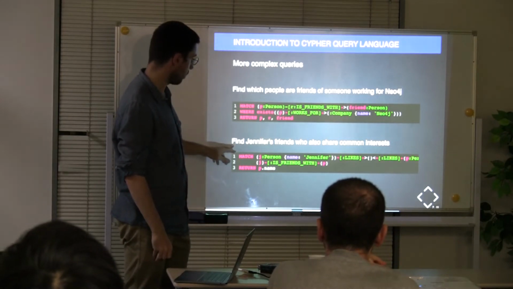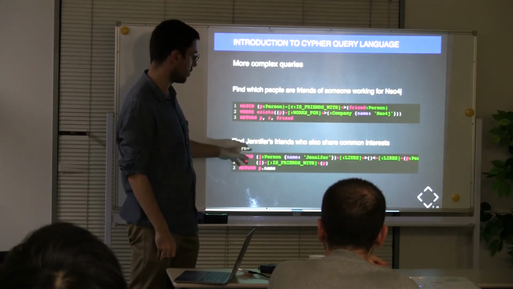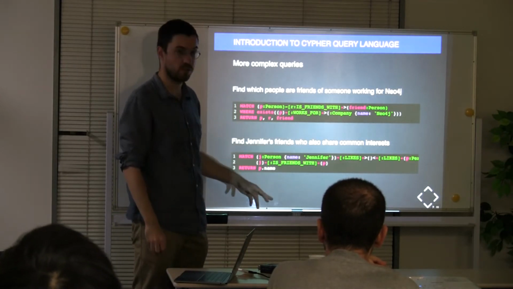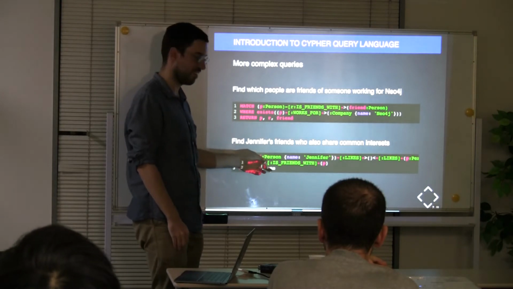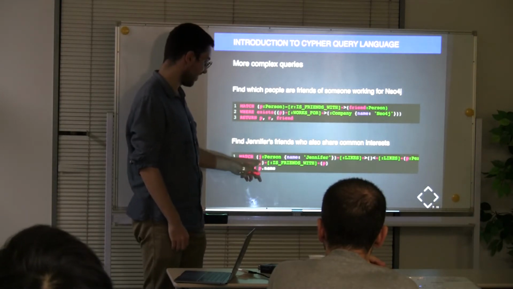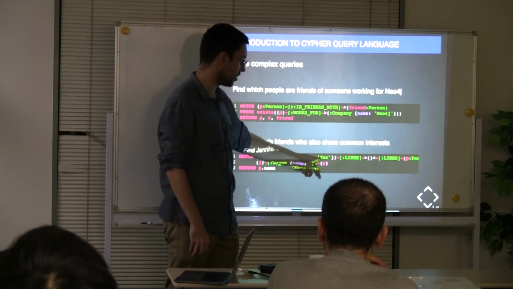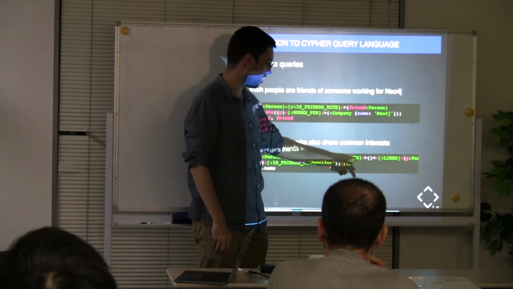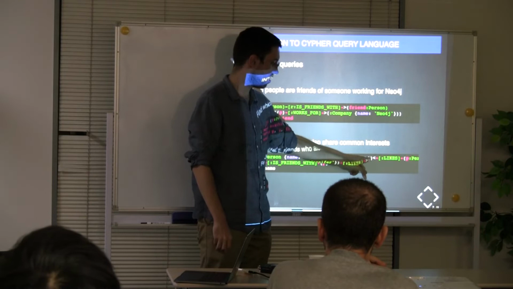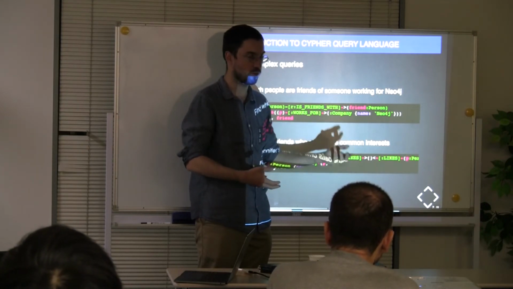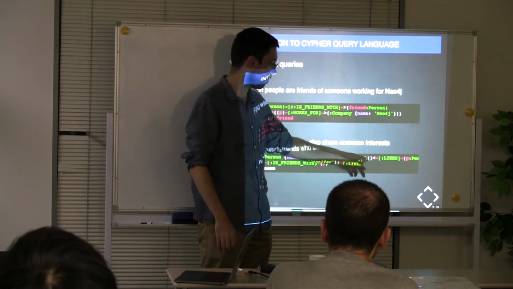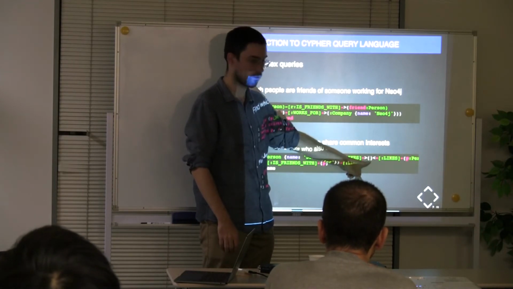So next query, we want to find Jennifer's friends who also share common interests. So try to do that in the query language. It's the same. We match Jennifer and what she likes. When we define a node, if we don't use the node, we don't need a variable name, and if we don't care about the label, this is how you get a node.